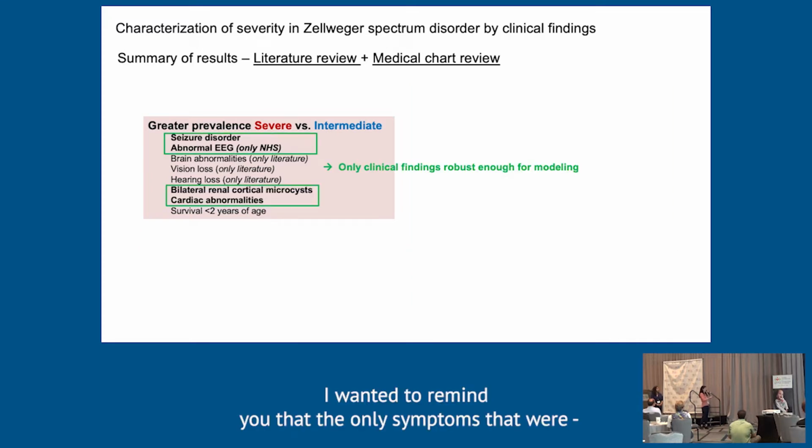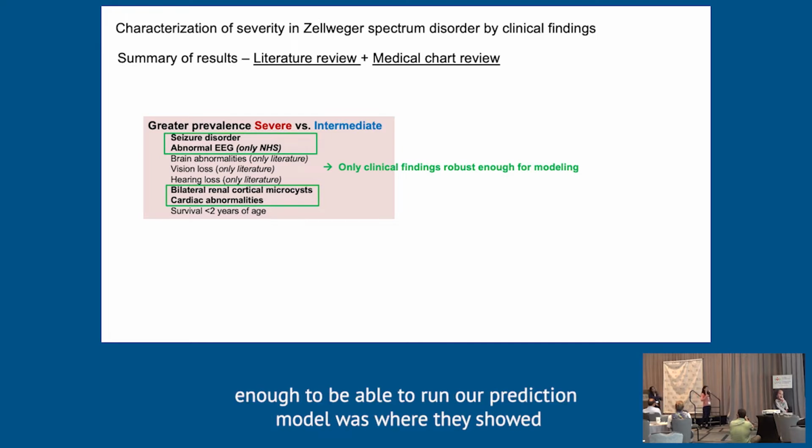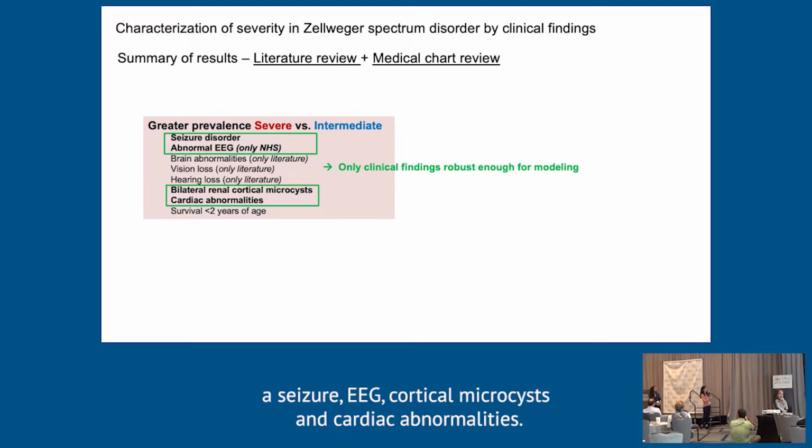And I wanted to remind you that the only symptoms that we had enough data on and that were statistically significant enough to be able to run our prediction model were these scores: the seizure, the EEG, the renal cyst, and the cardiac abnormalities.